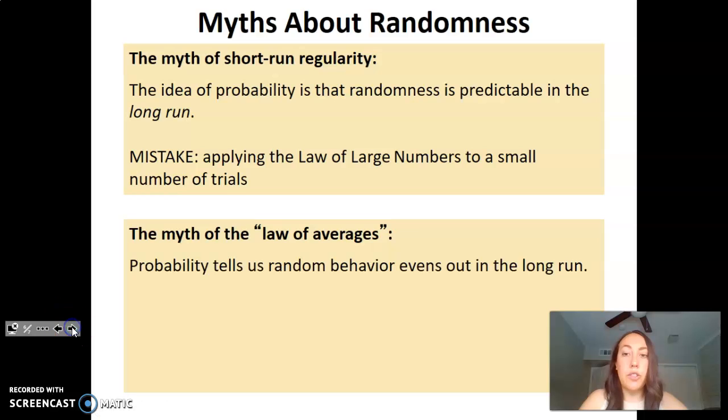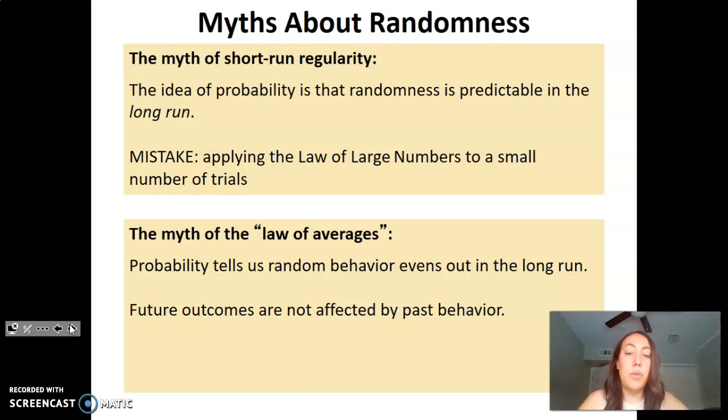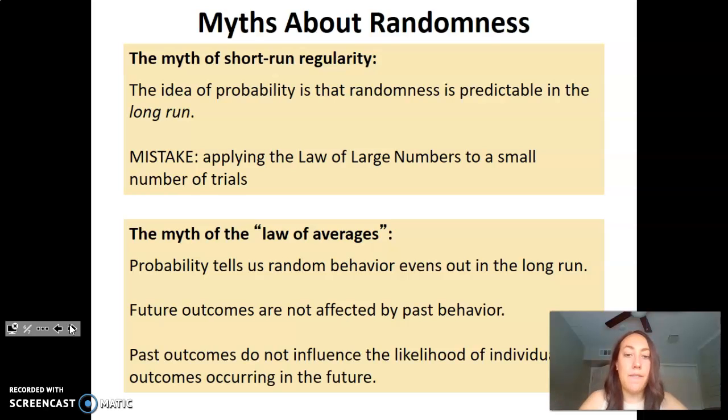The myth of the law of averages. Again, we know random behavior evens out in the long run, but future outcomes are not affected by past behavior. So that's another common misconception that people think. What happened in the past does not affect what's going to happen in the future. So if you flip heads 10 times in a row, that's not going to affect the 11th flip, okay? You still have a 50-50 chance of flipping heads. So just make sure you understand that past outcomes do not change the probability of future outcomes.